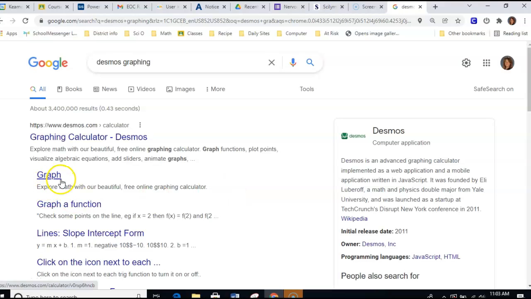Hi guys, I'm going to show you a quick way to make a table on parabolas using Desmos graphing. So we're going to graph a function.